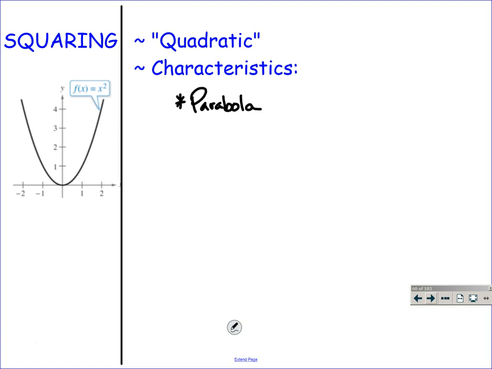Every parabola, well, the parent function, has a minimum at the vertex, and specifically the vertex is at the origin, true? Right.